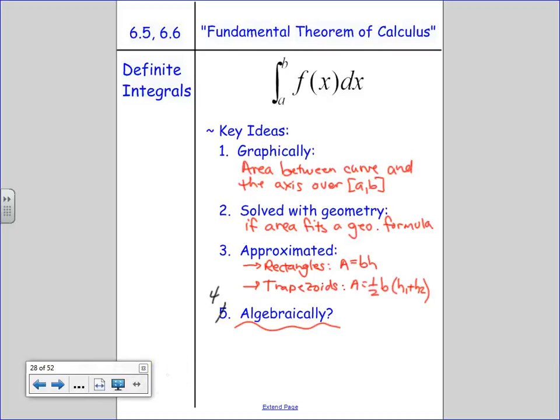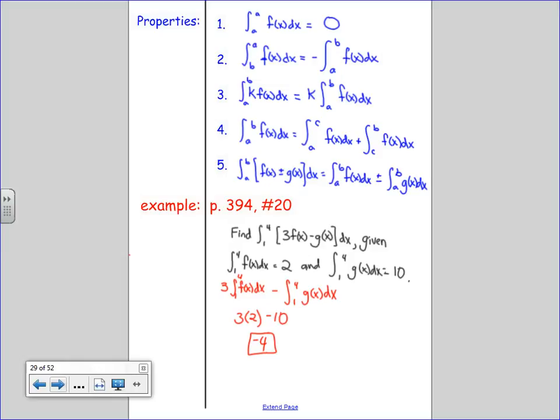Sounds a little important. You wrote a lot about it. Let's go ahead and see what it does. Properties. Not too bad. Here we go.